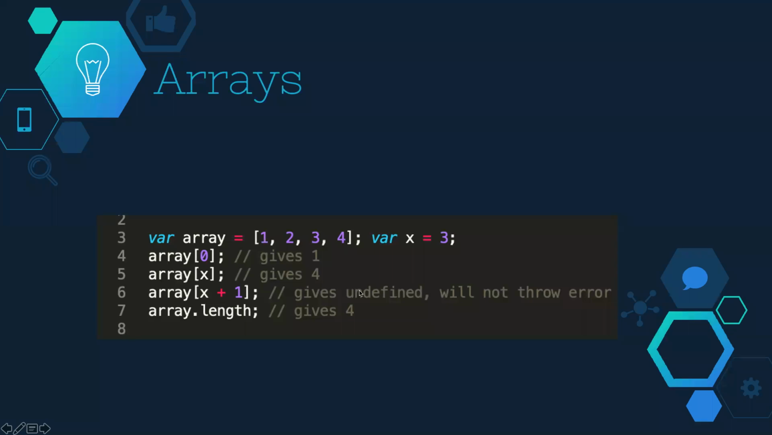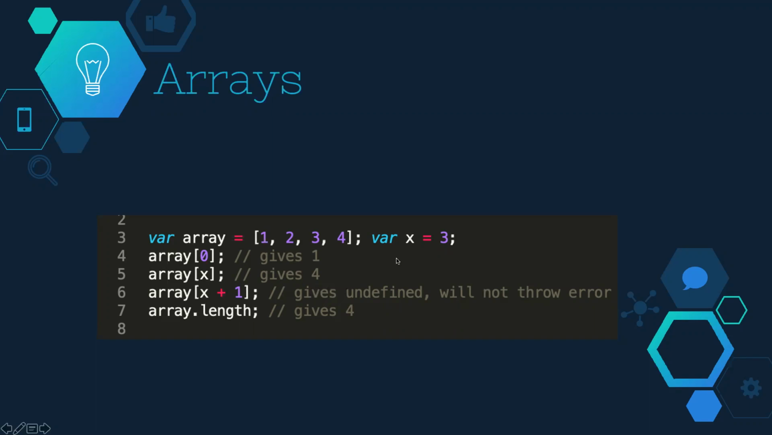In other languages, when you query something from an array and it's out of range, you get an error, like an index error in Python. In JavaScript, it won't give you an error, but it will give you undefined. It basically says you haven't assigned a value to this position.